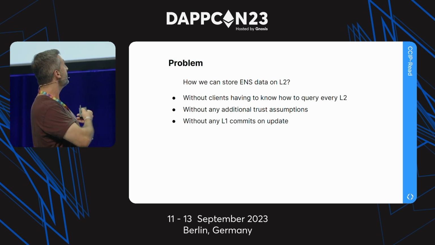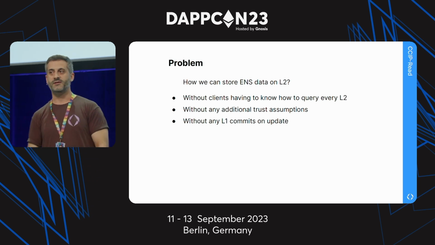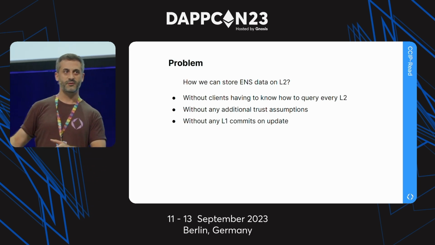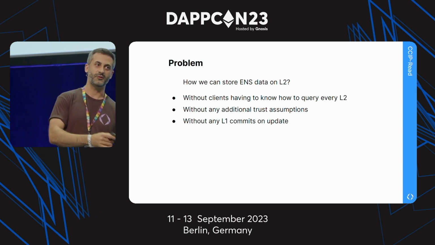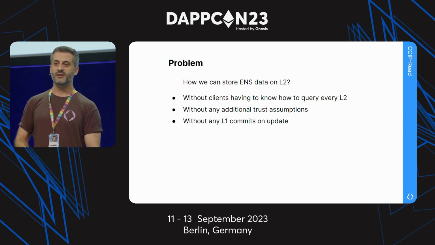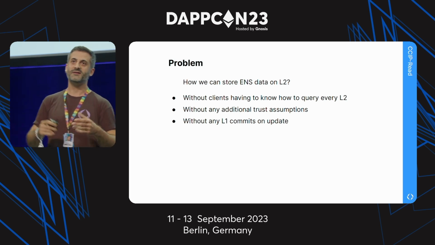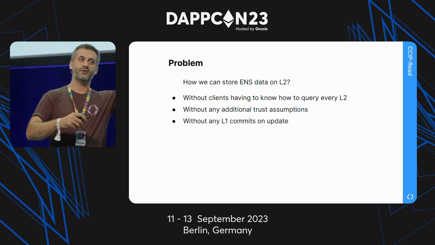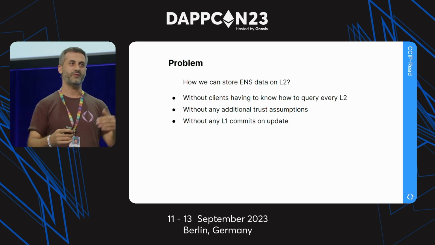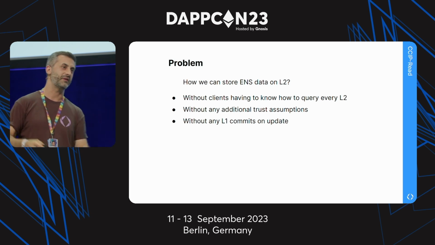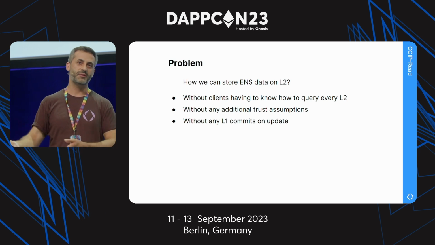And another thing is without any L1 commits on update. So yes, we want to have L2s, we want to scale, we want to give a better, cheaper option to the users, but at the same time, we want to have one source of truth. So it's not that easy to just put your information in L2 and retrieve it and everything is perfect, because this is how our protocol works. It's going in both ways, basically. And we said that we shouldn't do any update on L1 because otherwise people are going to pay gas.